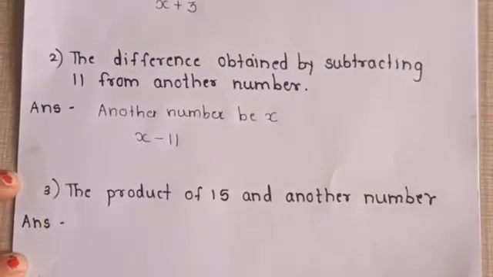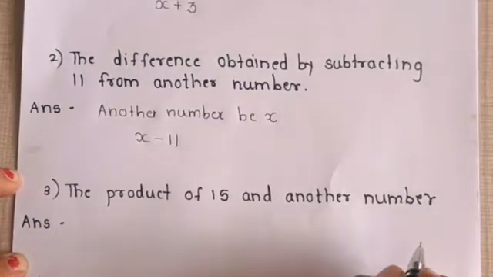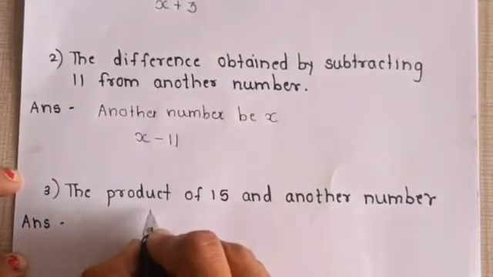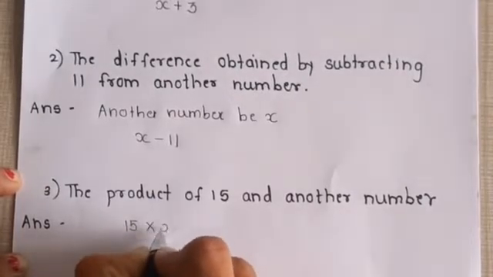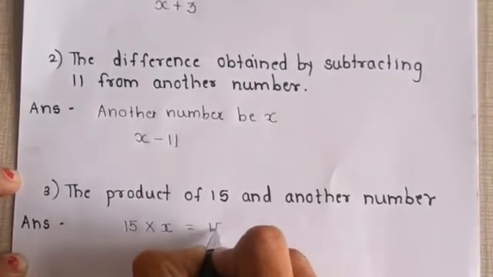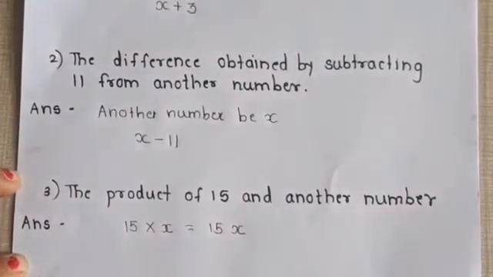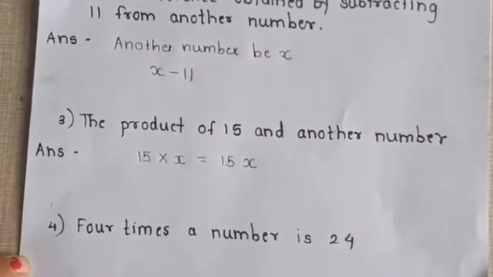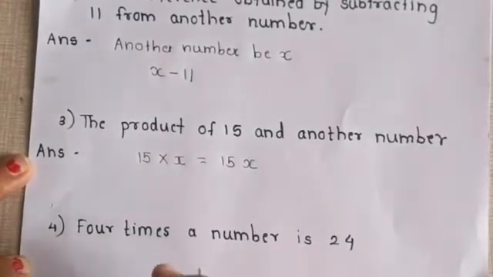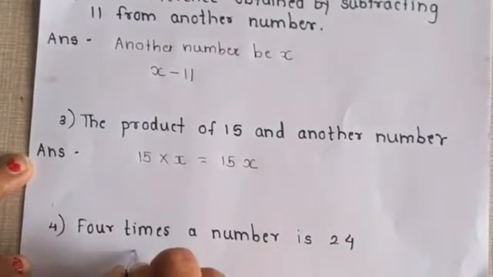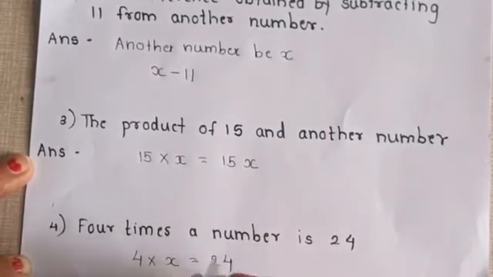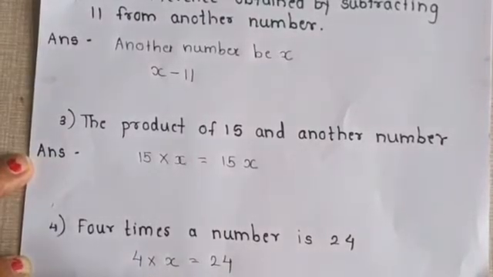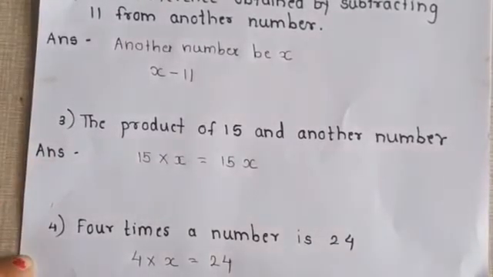Third, the product of 15 and another number. Here product means multiplication. So how will we write it? 15 into x, or 15x. Fourth one, 4 times a number is 24. Here times means multiplication. So 4 into x is equal to 24. I hope you have understood how to write the equation.